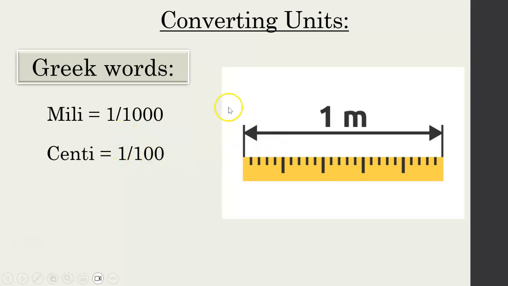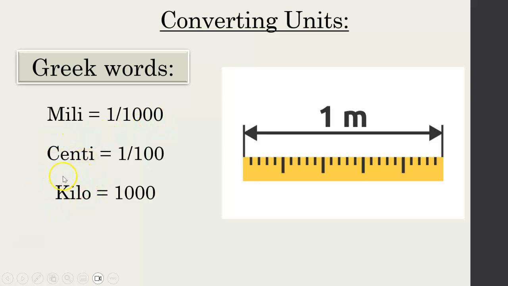These are fractions now, so 1 over 100. So what does that mean? If I started off with a meter, I divide it into 100 bits. This time I'm dividing into 100 bits, and each of those 100 bits would be a centimeter. Remember, when I'm dividing, I mean dividing into equal sections, so equal parts. That would be a centimeter.